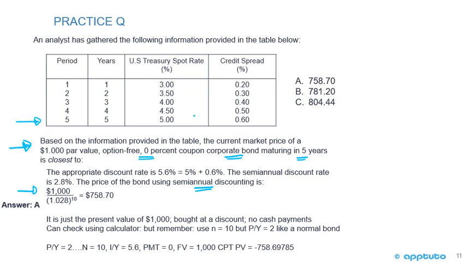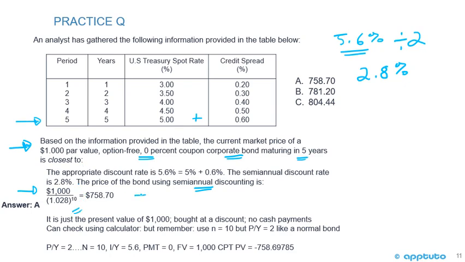Treasury spot rate plus the credit spread. So it's going to be 5.6% is the rate that we need to discount because it's for a corporate, it said. But then because we're going to use the semi-annual discounting, we're going to divide by 2. So we're doing 2.8%, but for 10 periods, okay? So that's not a mistake.